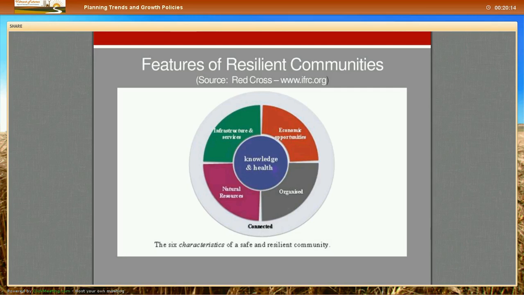And finally, note that the outer ring refers to connections. The most important feature of resilient communities that the Red Cross identified was being connected to other agencies and institutions. These connections allow communities to share resources, to provide support in time of crisis, and to access a broader range of services and supplies. The Vibrant Future Regional Plan can be a valuable tool to provide these connections.